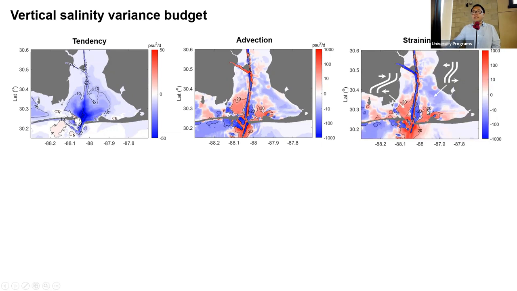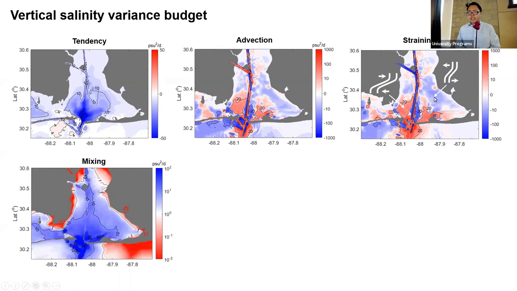And then the straining, as mentioned before, has positive straining and negative straining. The red color means positive straining. In the lower part, you can see either the fresh water goes over the salty water or the salty water goes below the fresh water, shown by this cartoon, called positive straining. In the mid bay, we can see the blue color, which means negative straining. That means the fresh water and salty water are mixed with each other, so you have a uniform salinity profile. And the dissipation term is not very large in the tidal inlet. That means we have strong mixing over there.